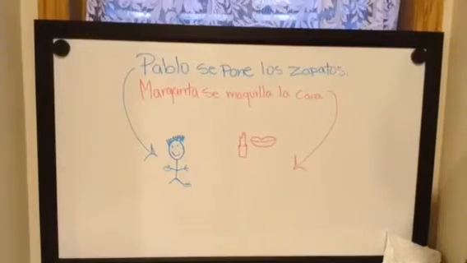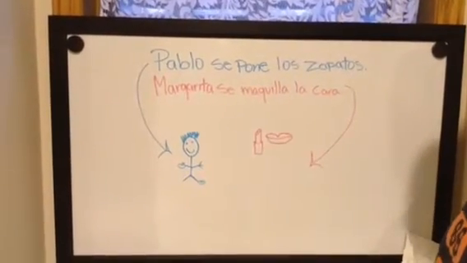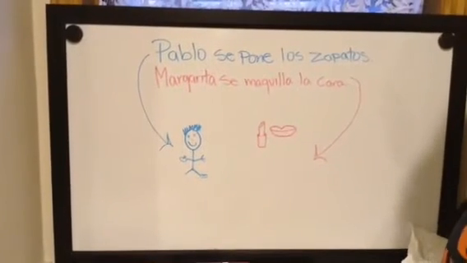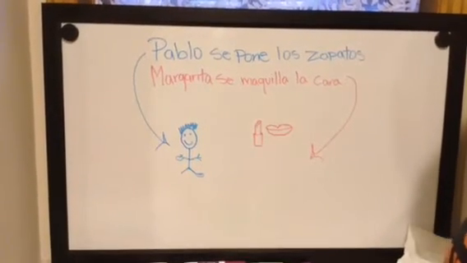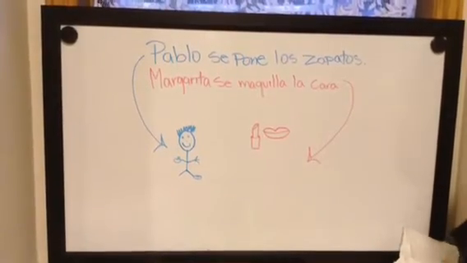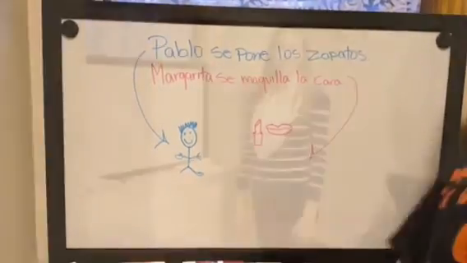Pablo se pone los zapatos. So Pablo is putting the shoes on himself. Therefore, Pablo is doing and receiving the action. Margarita se maquilla la cara. So Margarita is putting the makeup on herself, so she's receiving and doing the action.